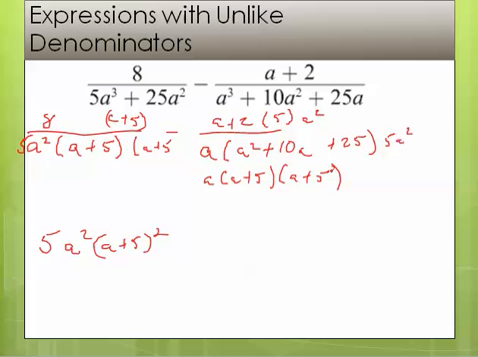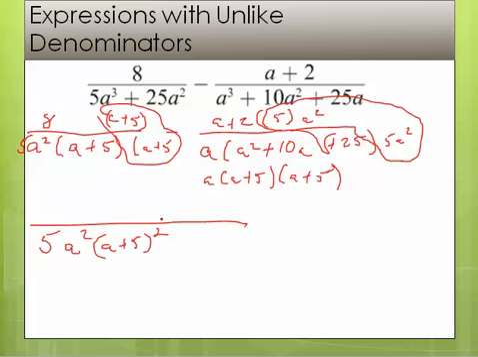5a squared. Okay? So I didn't change the value any because all I did over here was multiply by 1. Right? And all I did over here was multiply by 1. Oops, not the 25. Excuse me. It went off the side of my thing. There's my a squared. 5a squared. See, that's 1. So I didn't change the value any. I'm just getting a common denominator there.